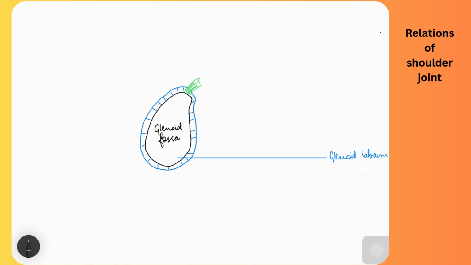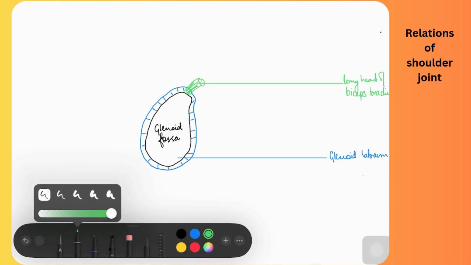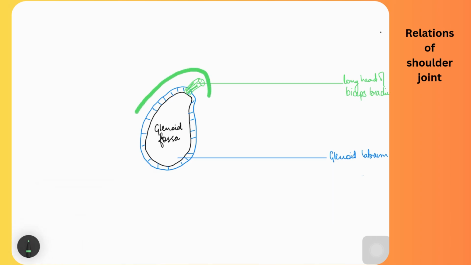Then, we are going to draw at the supraglenoid tubercle the attachment of the long head of biceps brachii. It can be noted here that this particular structure is both intracapsular as well as intrasynovial.